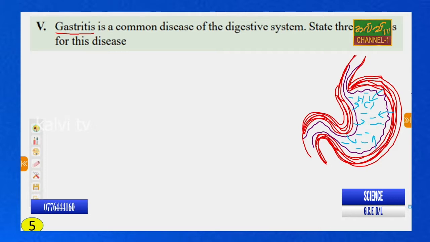Then the enzymes pepsin and renin are also secreted in the stomach. When we eat food, those substances which are secreted in the stomach help digestion.